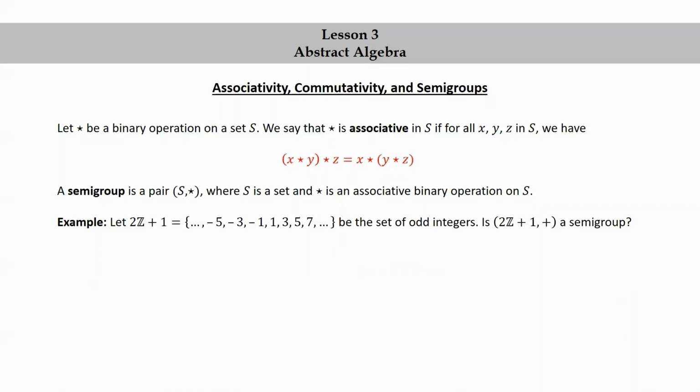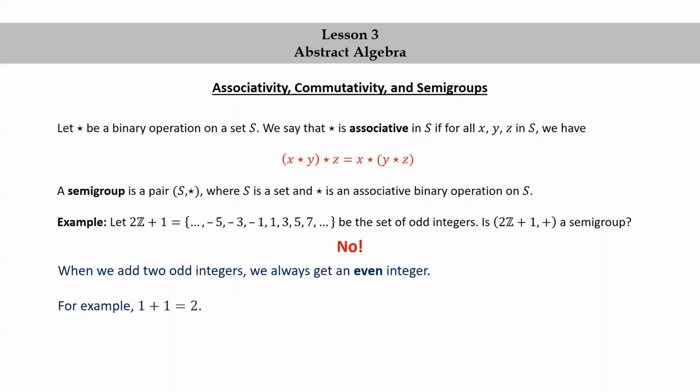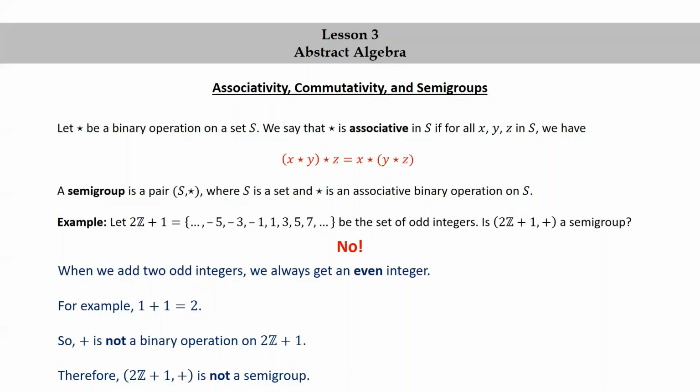How about 2Z plus 1 together with addition? Is that a semigroup? The answer to this one is no. When we add two odd integers, we always get an even integer. For example, 1 plus 1 is equal to 2. So addition is not a binary operation on 2Z plus 1. Therefore, 2Z plus 1 together with addition is not a semigroup.